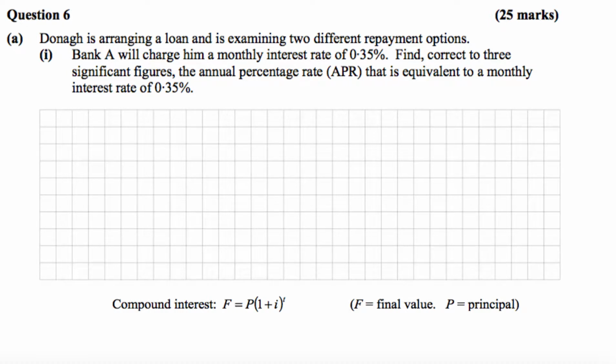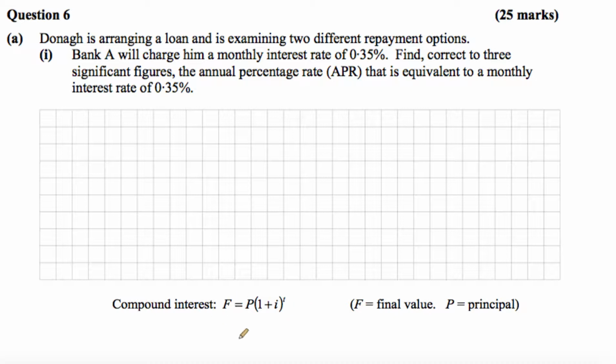So this is the 2015 Leaving Cert Higher Level Paper 1 and we're looking at question number 6. Part A, Donna is arranging a loan and is examining two different repayment options. One, Bank A will charge him a monthly interest rate of 0.35%. Find, correct to three significant figures, the annual percentage rate, APR, that is equivalent to a monthly interest rate of 0.35%.